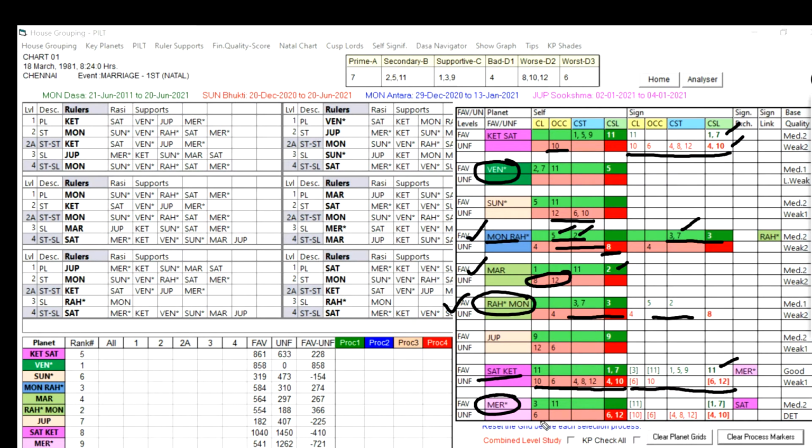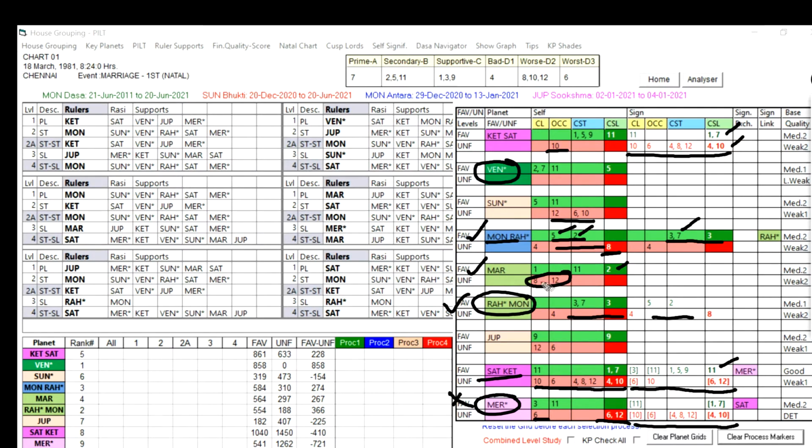Whereas the Mercury, you can see 6th lord and 6 and 12 cuspal sublord with a lot of supports. It is unfavorable key planet. So this is unfavorable key planet. Rahu is a good key planet. Moon is good and Mars is also good. But only thing is Mars has got 8 and 12.